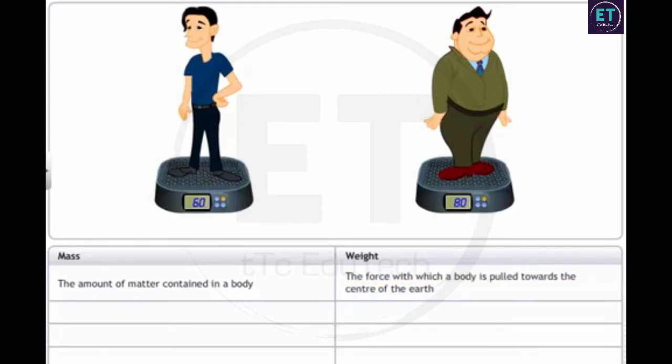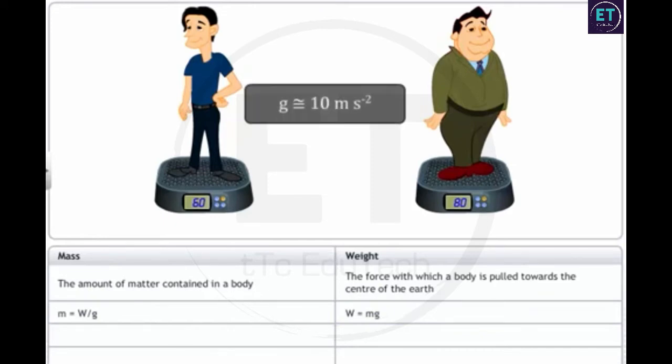Thus, weight is the product of mass and acceleration due to gravity, that is, W is equal to mg. The value of g is approximately 10 meters per second square. Thus, if your bathroom scales show a reading of 60, your weight is 60 multiplied by 10, that is 600 Newton.